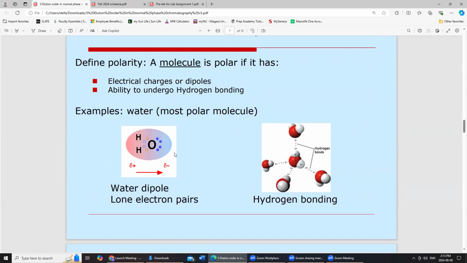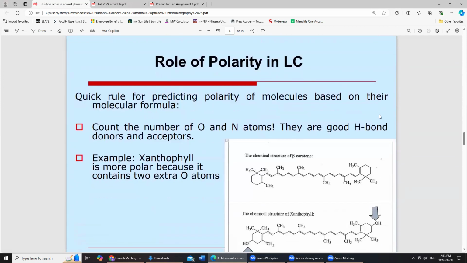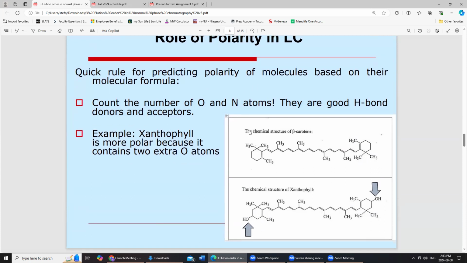So as you can see, water has a dipole as well as the ability to hydrogen bond. So it's got double the ability to be polar. So how do we predict polarity based on their molecular formula? You can predict the polarity by counting the number of oxygens and nitrogens. These are very good for hydrogen bonding between different parts of the molecule. You have a positive and a negative portion of the molecule, right?